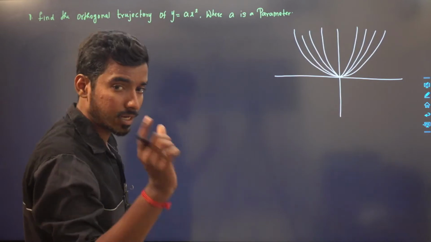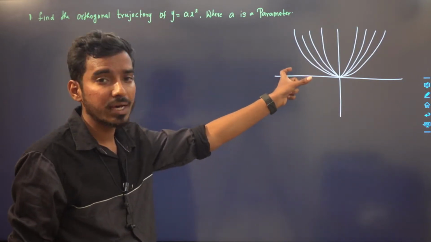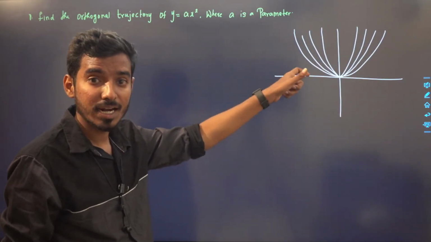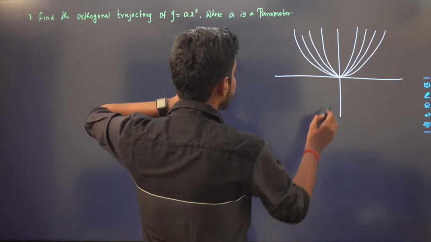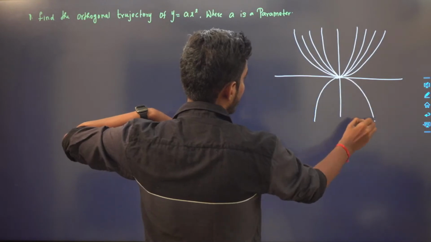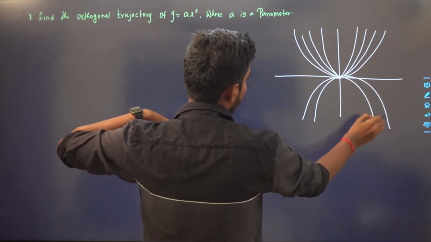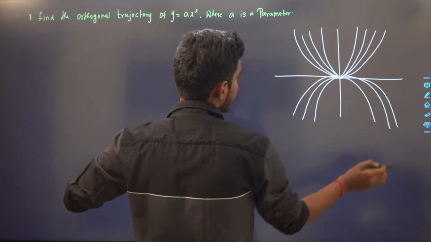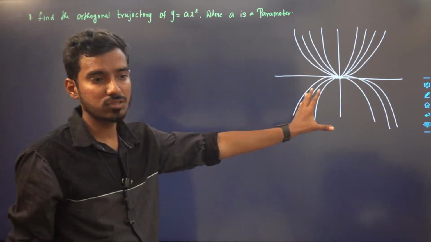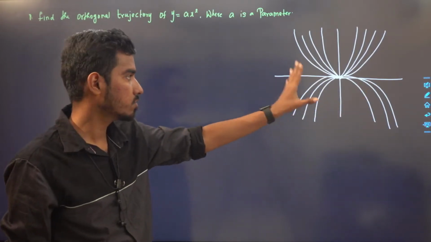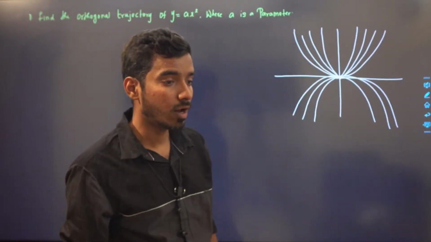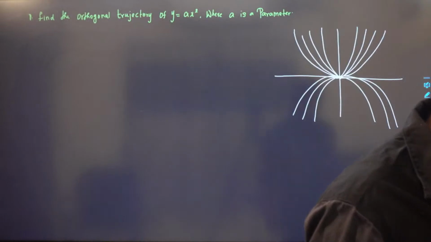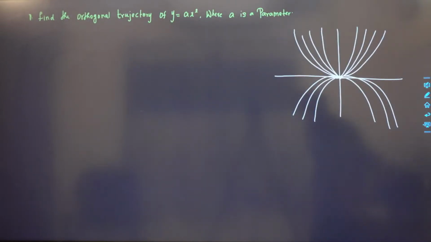Now we need to find a curve that cuts every member, and it has to cut at right angles also, right? If a is minus 1, we will have y is equal to minus x square, right? So if a is negative, we will have this group of curves, right? Super. So we need to find an orthogonal trajectory for this family of curves y is equal to ax square.